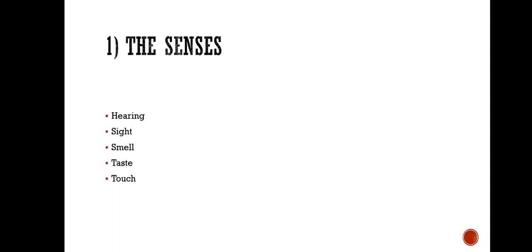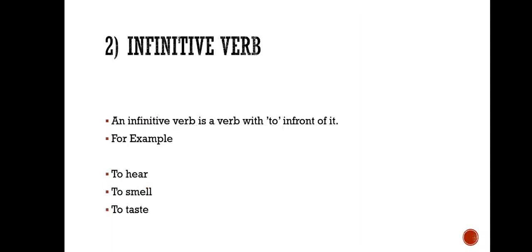Now the second subtopic that we are going to learn in this unit is the infinitive verb. So students, what is an infinitive verb? An infinitive verb is a verb with "to". When a verb is used with "to" in front of it, that is known as an infinitive verb. For example, "hear" is a verb. When we use "to" with "hear", it becomes an infinitive verb.